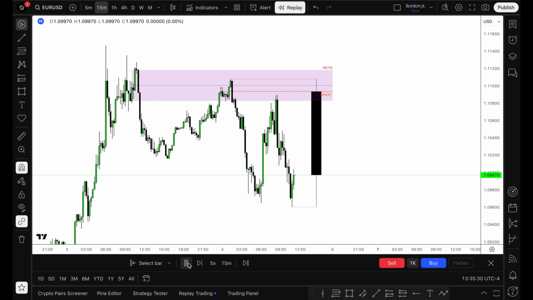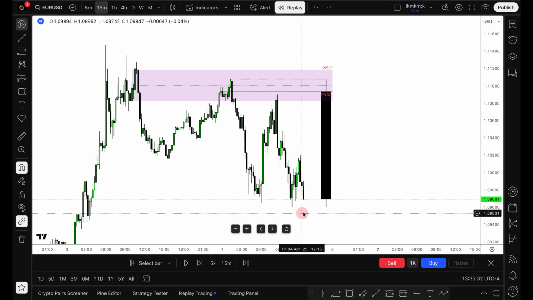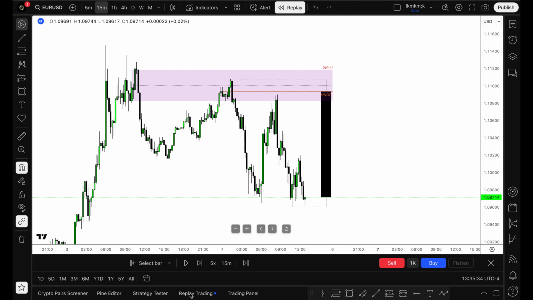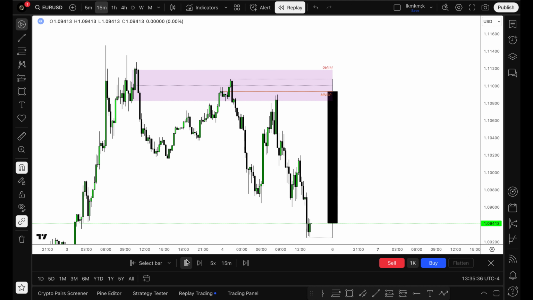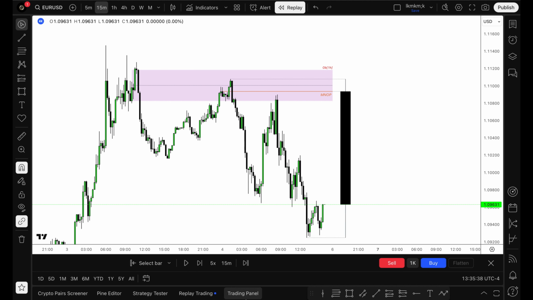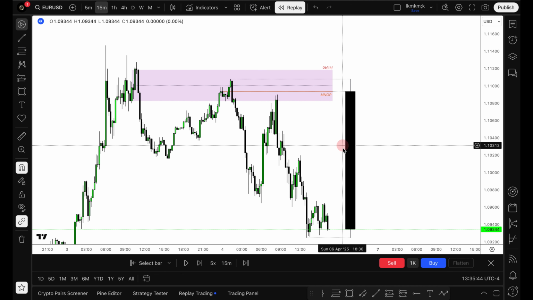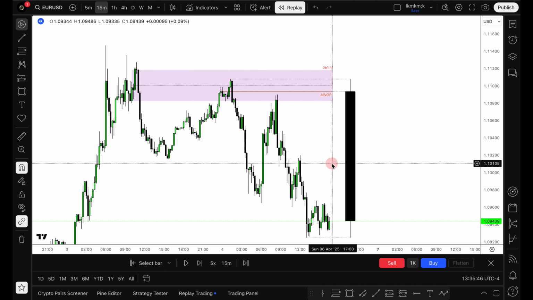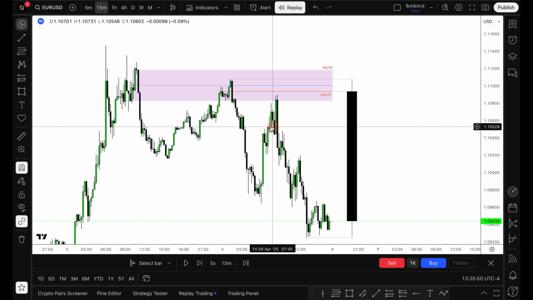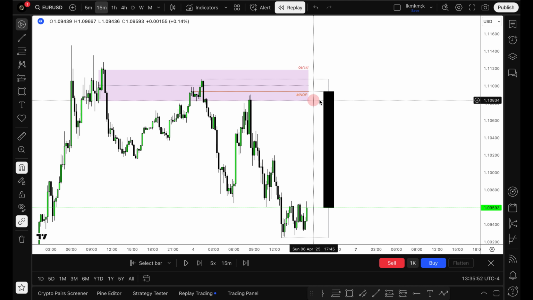We carry on printing price, and then how many hours we got left, and that looks like it's the end of it. One more candle, and then that's the end of it.